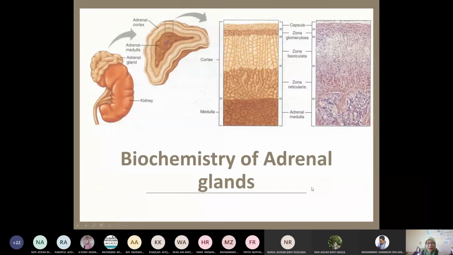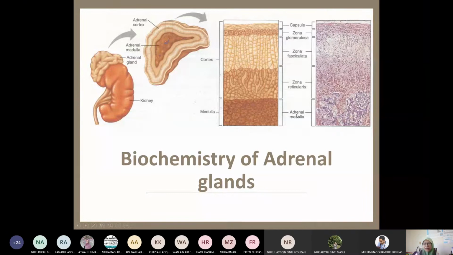As you are all aware, let's look at the anatomy and histology of the adrenal glands. They are situated above both kidneys. There are two suprarenal adrenal glands, covered with a capsule. Under the capsule is the cortex, and the innermost part is the medulla.